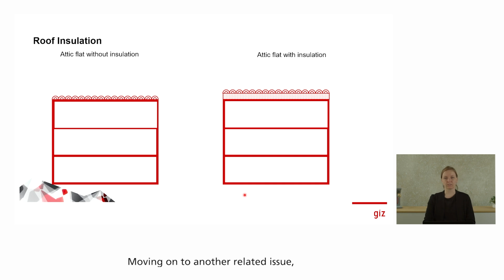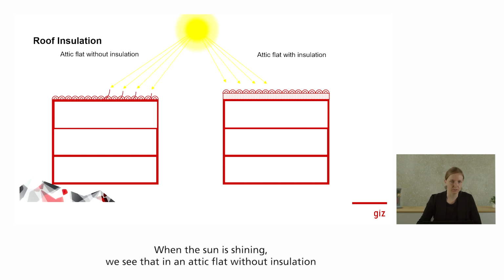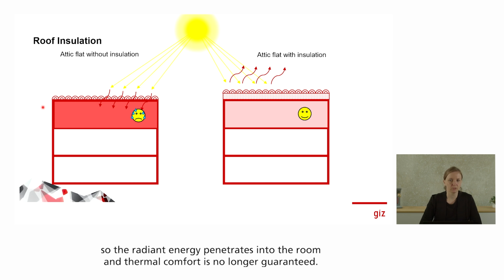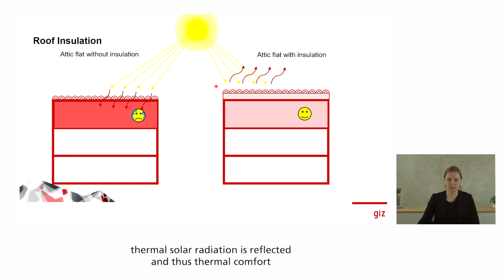Moving on to another related issue. Let's look at the impact of insulation on the roof and especially how it affects thermal comfort in the attic flat. When the sun is shining, we see that in an attic flat without insulation, there is a lot of energy through transmission. So the radiant energy penetrates into the room and thermal comfort is no longer guaranteed. The attic flat with insulation on the roof, on the other hand, reduces this transmission, since much of the thermal solar radiation is reflected and thus thermal comfort is still ensured.